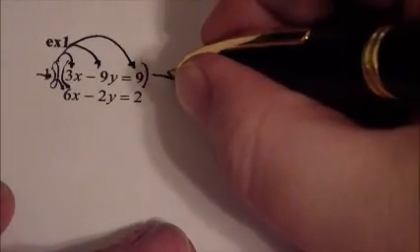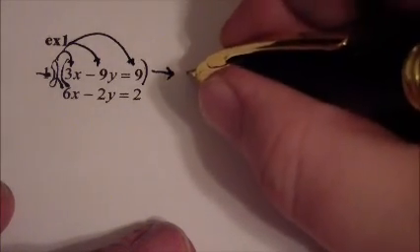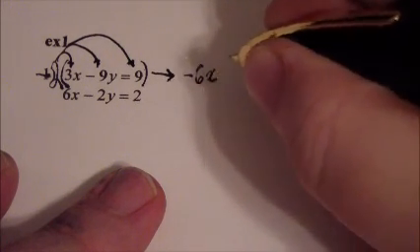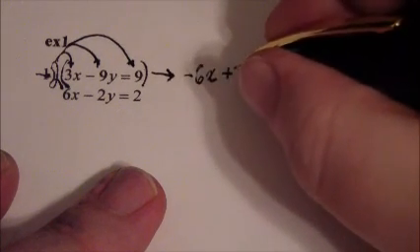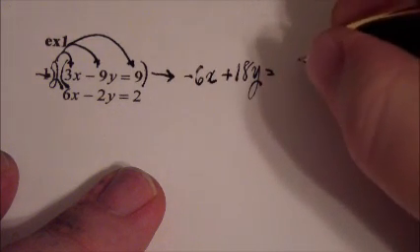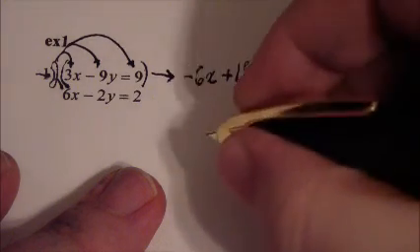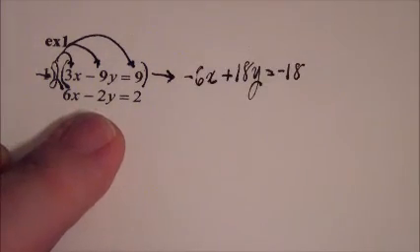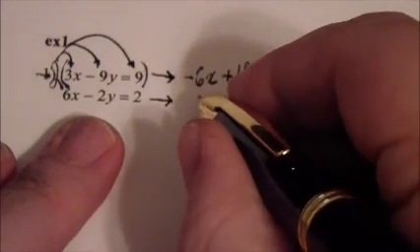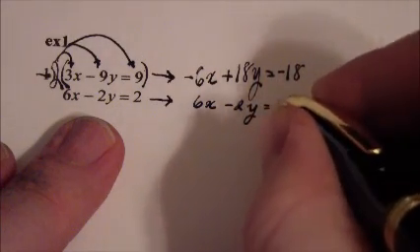So I like to do a little arrow over here and say, let's rewrite the equation. Well, 3 times -2 is -6x. Negative times negative is positive. 2 times 9 is 18y. It is equal to 2 times 9 is 18 again, but it's a negative, so negative 18. Okay, now the bottom equation, we didn't multiply anything by, so it stays the same. Just bring it on over. 6x minus 2y is equal to 2.